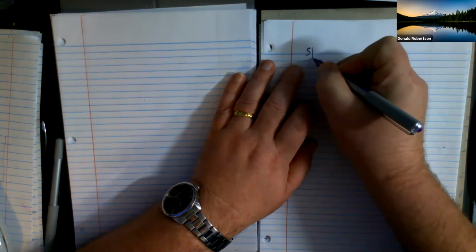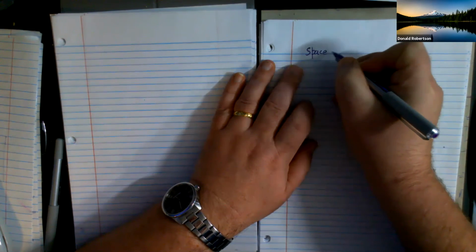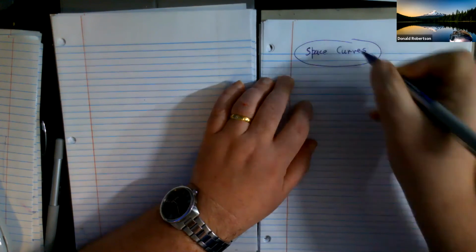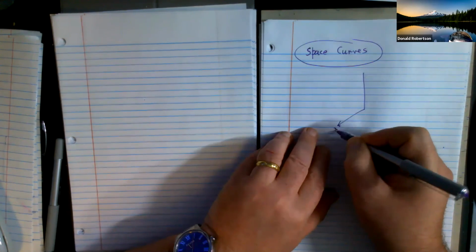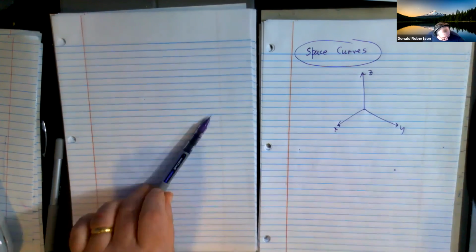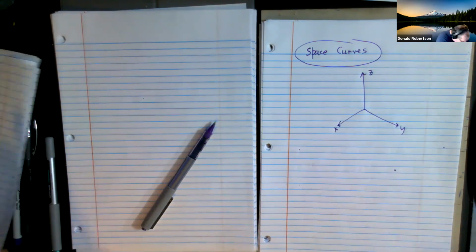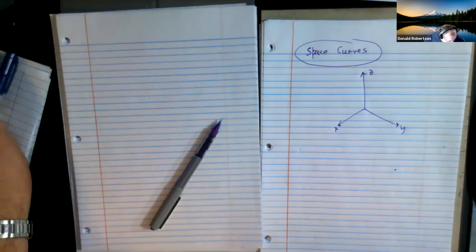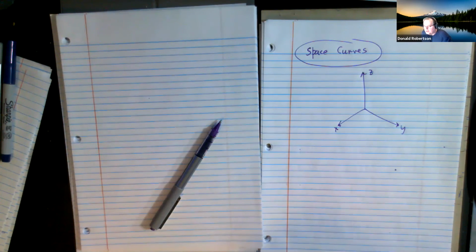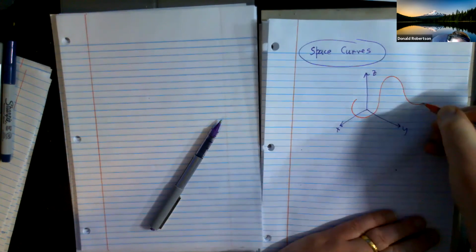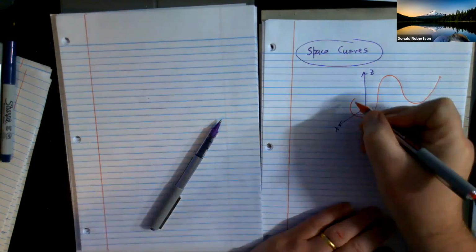We're going to look at things called space curves. And the problem comes from the fact that essentially when you deal with the 3D world, some of the things that worked in 2D just don't work anymore. So I want you to imagine that this is a curve in 3D.